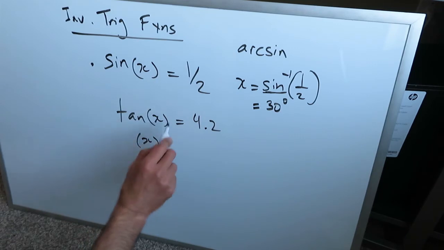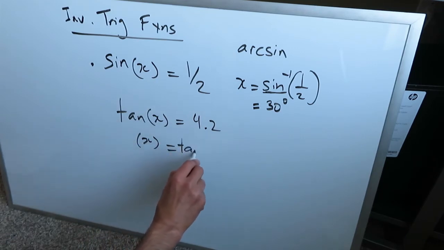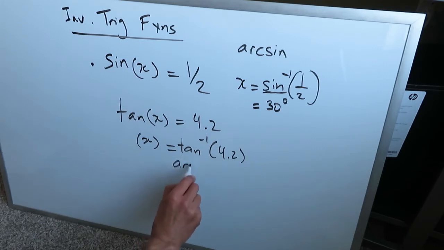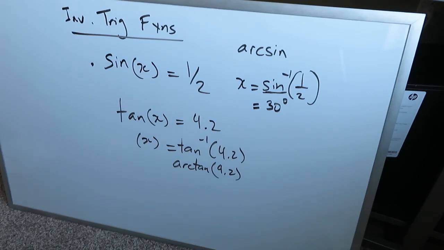Intuitively, you take tan on the other side, you write it as tan inverse of 4.2, or you can say arctan 4.2. You put 4.2 in your calculator and you do inverse tan of that and you'll get your degrees. 4.2 inverse tan and you get 76.6 degrees. Your answer is 76.6 degrees.